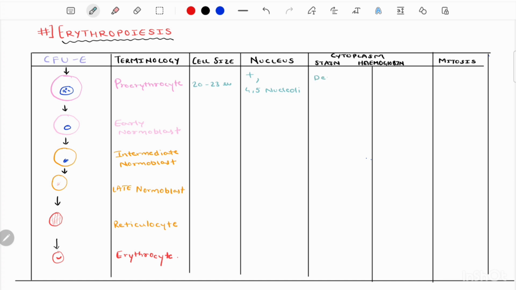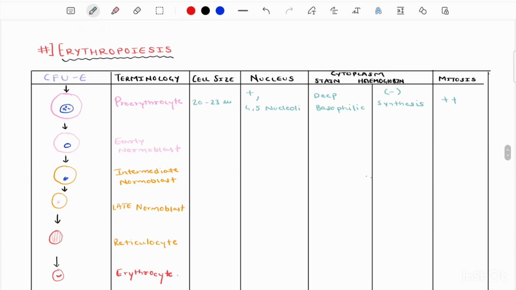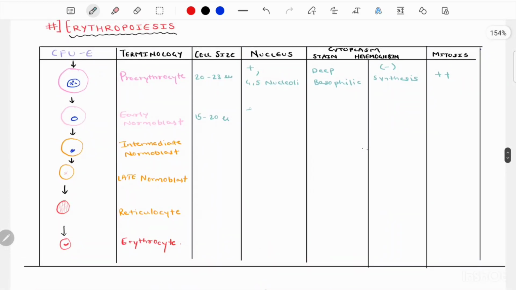Cytoplasm is deeply basophilic, and hemoglobin is absent, but the synthesis starts from this stage, and proerythroblast multiplies several times and finally reach the next stage, that is called as early normoblast. Early normoblast is little smaller than proerythroblast with diameter of around 15 to 20 micron. Nucleus is still present, nucleoli disappear, and chromatin network condensation occur.